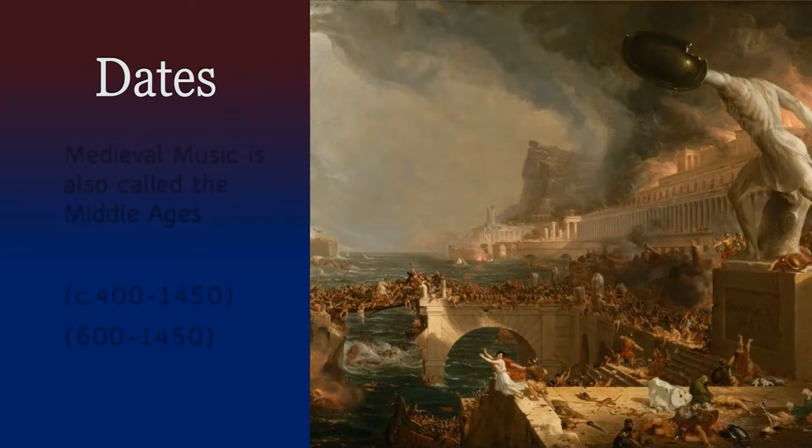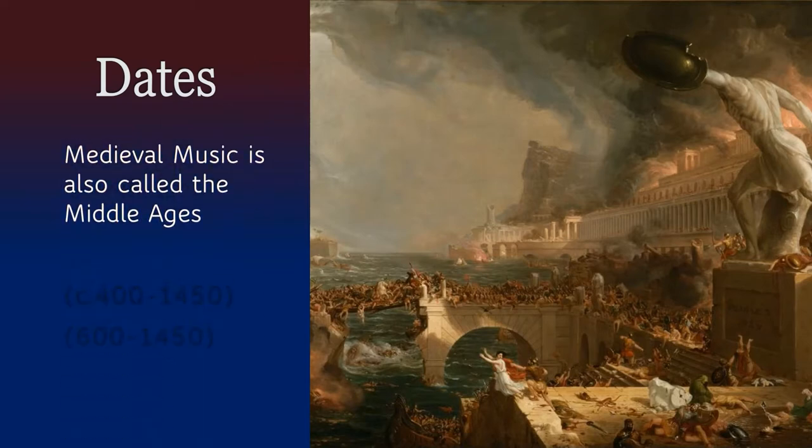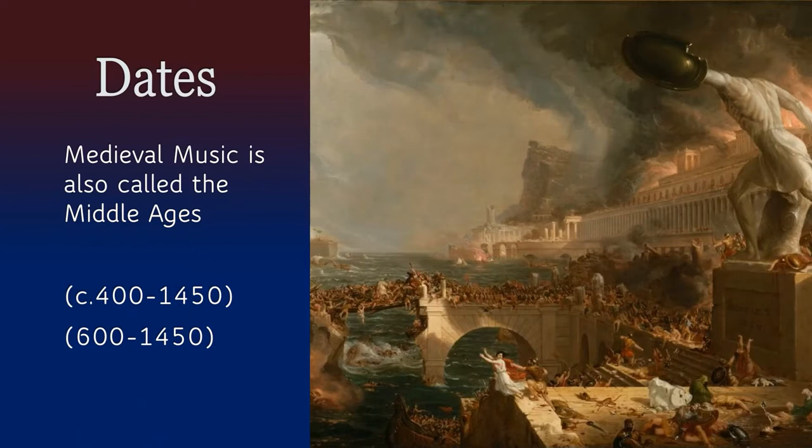All right, so the first thing that we are focusing on is the medieval period, its name and the date. So the medieval period is also called the Middle Ages. Now for CXC, they could possibly put these two dates, but I'm focusing on the one on top, which is 400 to 1450, or they can put 600 to 1450. The medieval period is also known as the Dark Ages. So this is what we want to focus on.